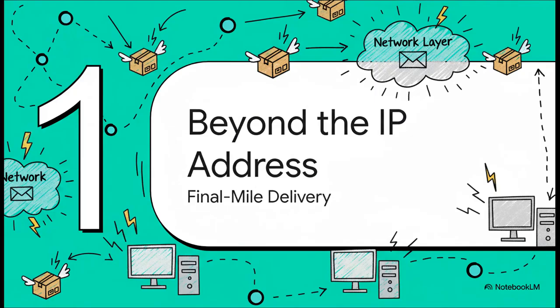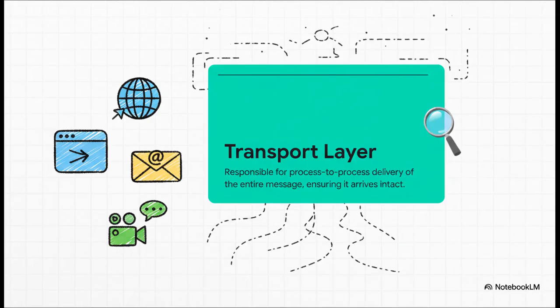All right, first up, let's talk about solving what you could call the final mile delivery problem. So the network layer, using an IP address, is fantastic at getting a package of data to the right computer. But once it arrives at the front door, a whole new challenge begins. And this is exactly where the transport layer shines. See, its job isn't just getting data to a destination computer. That's called source-to-destination delivery. Its real mission is what we call process-to-process delivery. That means getting the data to the specific application or process that's actually waiting for it.